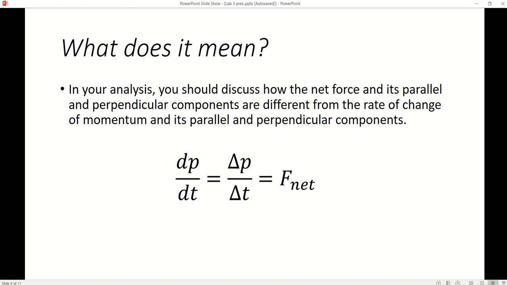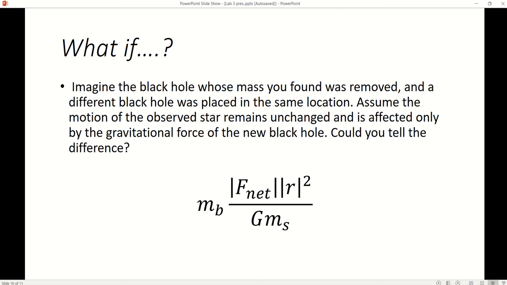Because the new black hole was placed in the same location, the observed motion of the star remains unchanged. The mass of the new black hole cannot be calculated. Using the equation for Newton's law of universal gravitation to find the new mass of the black hole, the location is the same and the motion is the same, thus the net force is going to be the same and therefore the mass will be the same.